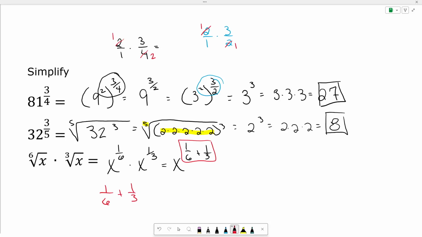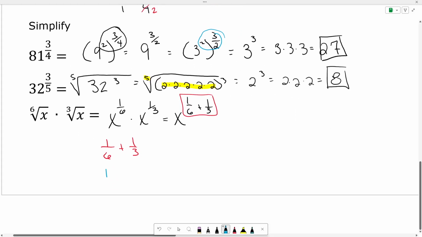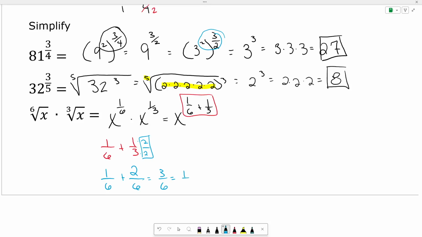When we're adding fractions, I have to have a common denominator. My common denominator would be 1/6 plus something over 6 here, which would be 2, because I got to do times 2 times 2, multiply it by my magic 1. So I add those together and get 3/6, which is 1/2. So up here my final answer would be x to the 1/2 power, or the square root of x.